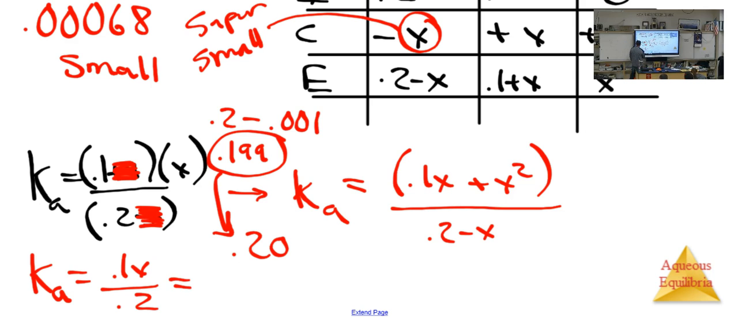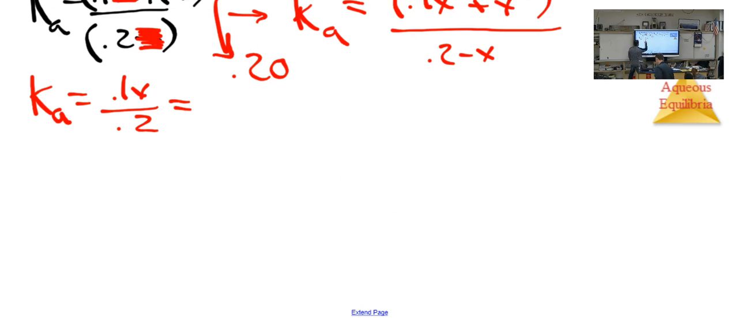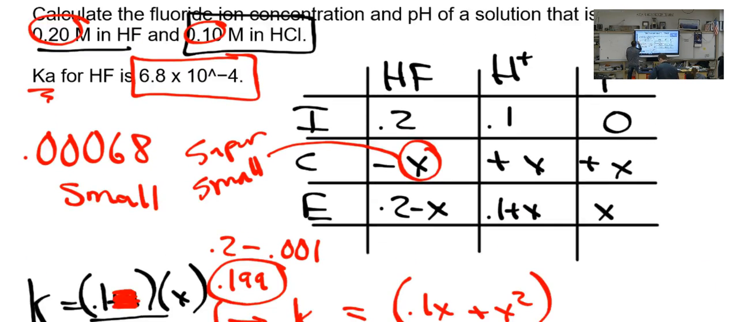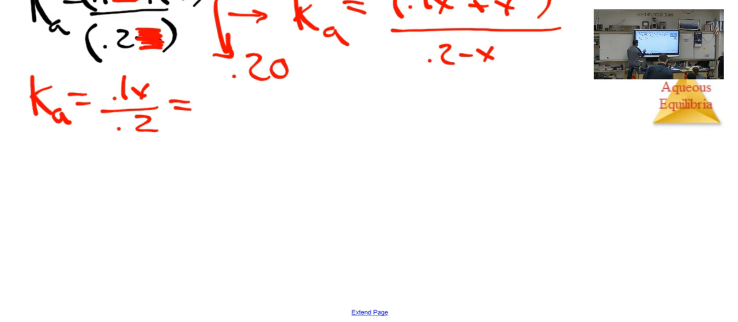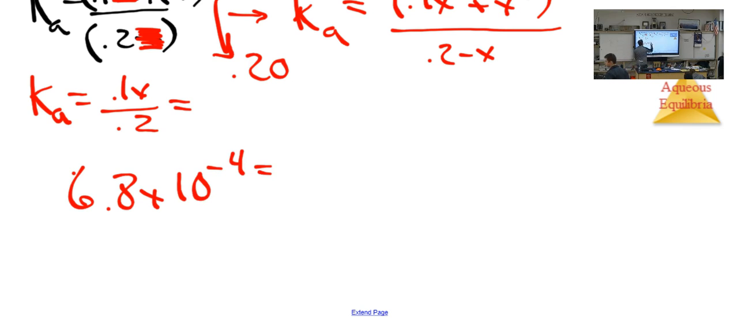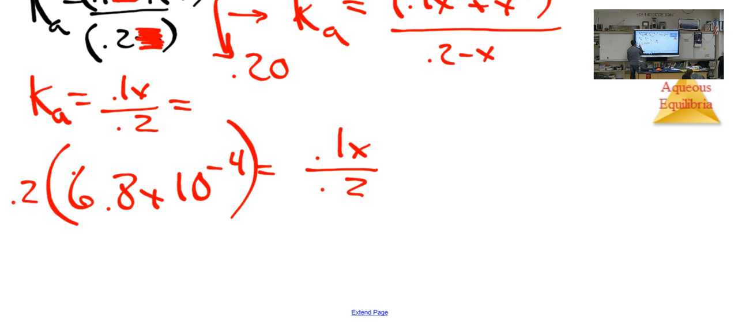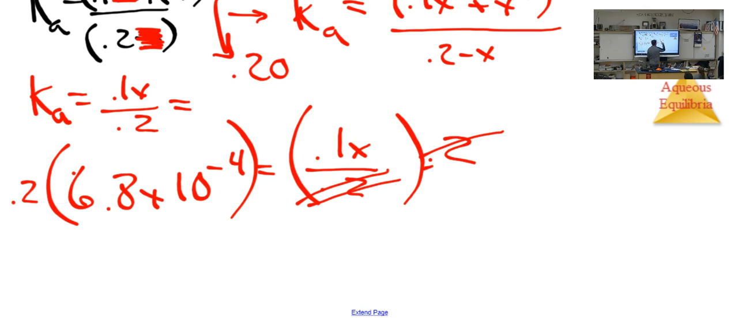And now look. Hold on. I already know Ka. It's 6.8, right? So 6.8 times 10 to the negative 4 is equal to 0.1x over 0.2. So I'll multiply both sides by 0.2, and those cancel out. And now I have 0.1x is equal to whatever that was.